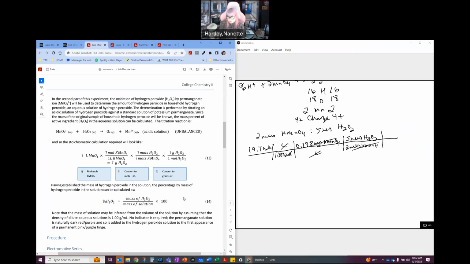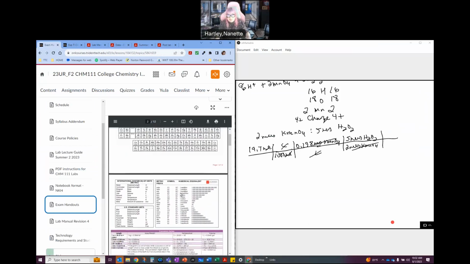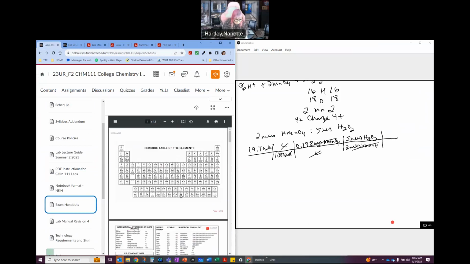But then I need to convert to grams, so I need a molecular weight for H2O2. Scroll back up, because I can't remember. So hydrogen is 1.008, 1.008 times 2. I'm going to add 2 times 15.999, which is the oxygen. And that gives me 34.014 grams of H2O2 per mole of H2O2. So moles of H2O2 cancel, and I'm left with grams of H2O2.